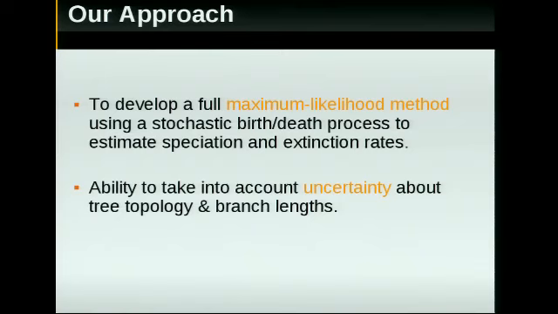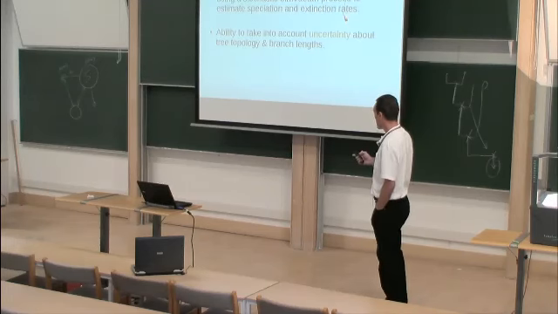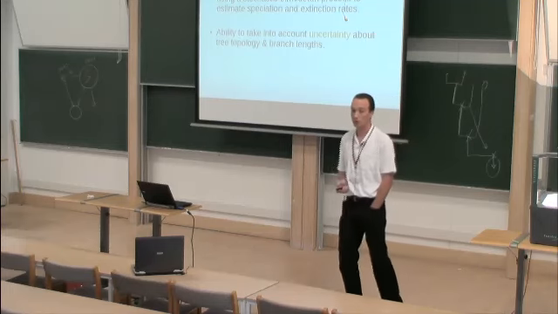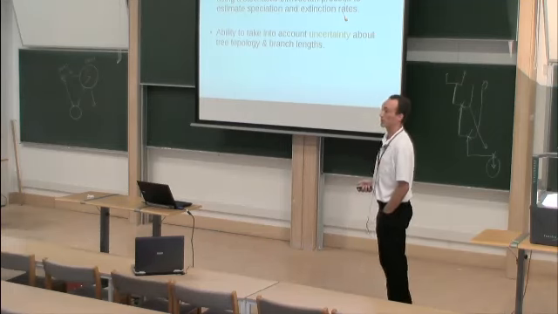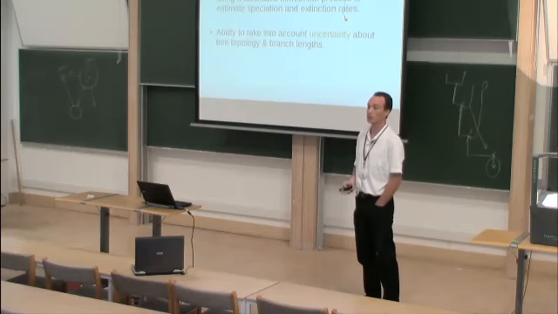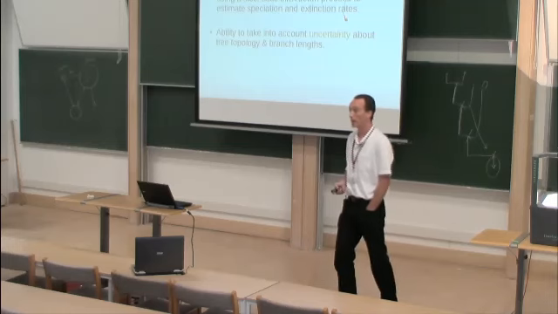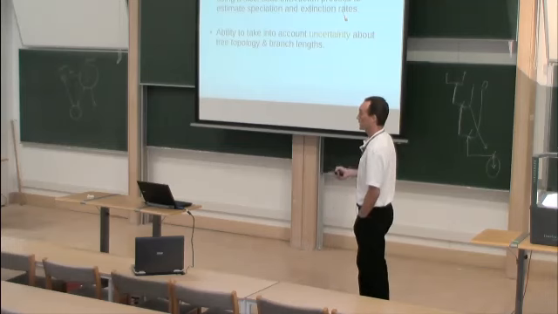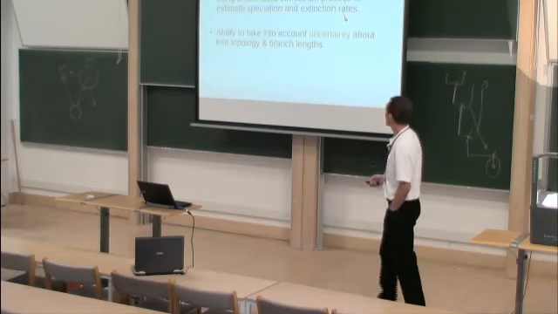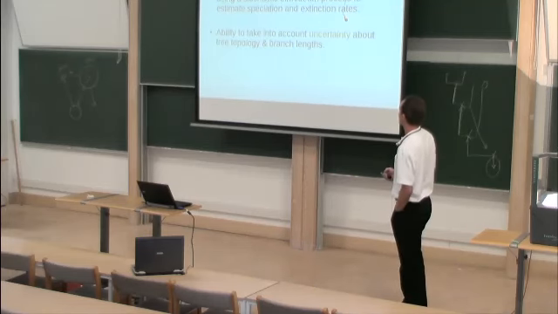We want to develop a full maximum likelihood method using stochastic birth-death processes to estimate these speciation and extinction rates. And also, one thing that would be great to have is if we can take the uncertainty about tree topologies and branch lengths into account as well. Because obviously we all know that even if you do have a tree, we are not sure that that is the correct tree. There is uncertainty in that tree. And if we can take that into account in these rate estimations, then that would certainly be a good thing to have. So that's the long-term goal.